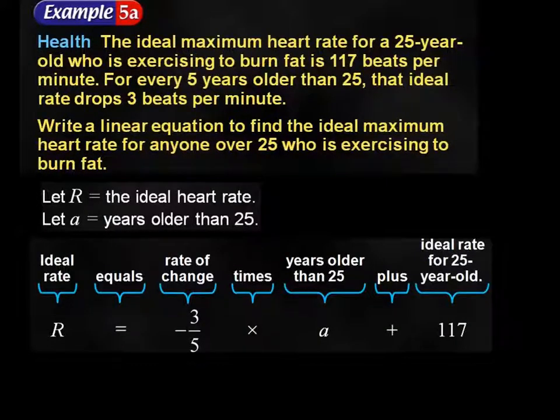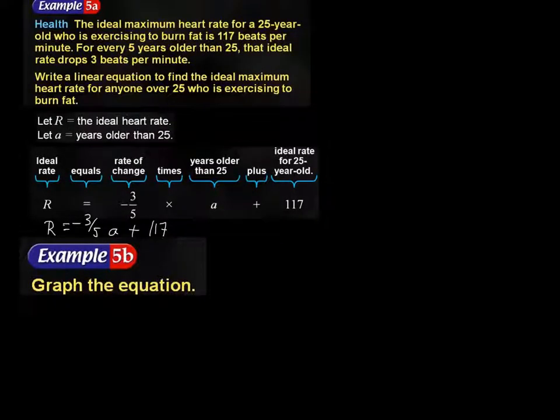So from the word problem, the ideal heart rate equals, okay, it's going down 3 beats for every 5 years. So there's our negative 3/5 for the rate of change, or the slope, times A, the number of years older than 25, plus the ideal heart rate for someone that is 25, which is 117. So condensing that a little bit, we'd have R equals negative 3/5 A plus 117. Next, they ask us to graph that equation.